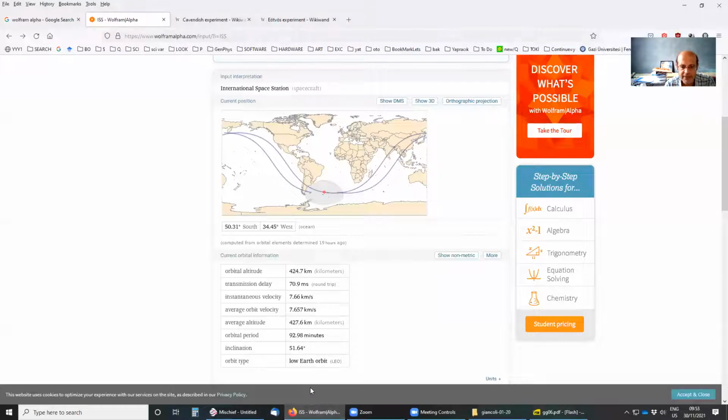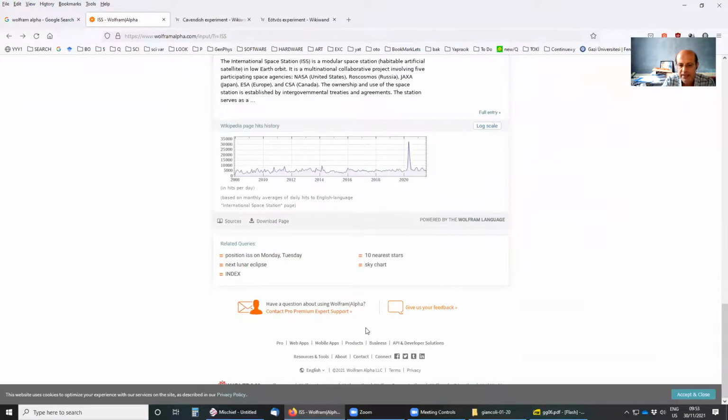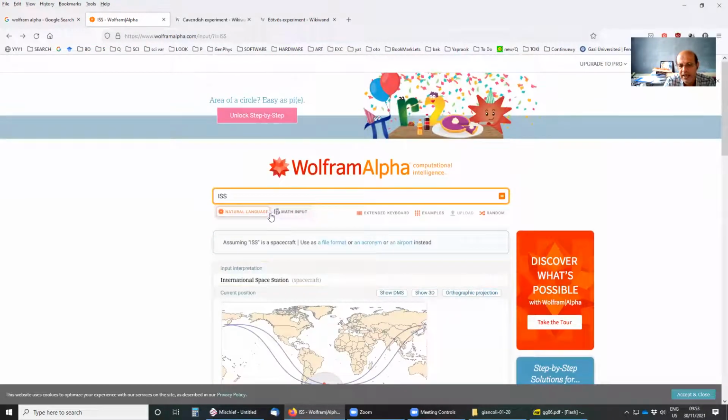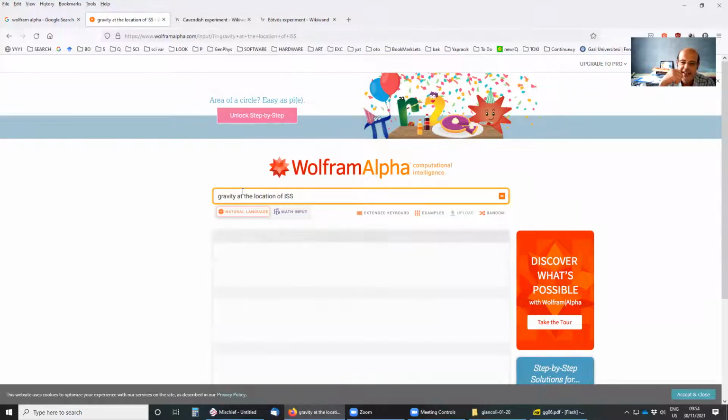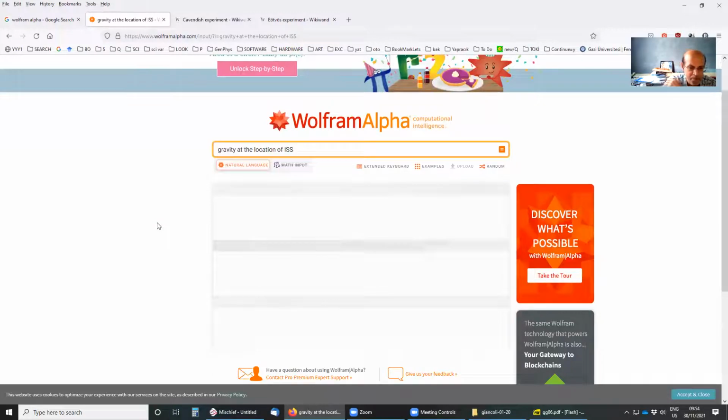This Wolfram Alpha thing is somewhat nice. Probably I can also get the value of the gravity at the location of ISS. Let me just try this, because it is some kind of computation machine with some kind of intelligence. So let me write gravity at the location of ISS. It is supposed to understand what I'm asking, but sometimes you don't get lucky, right?